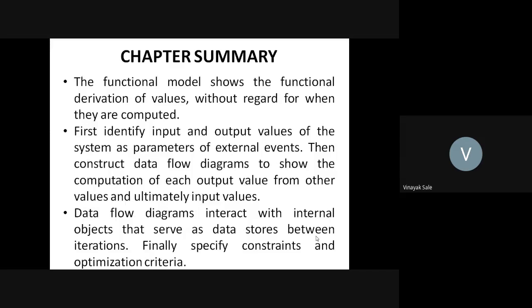Then the functional model shows the functional derivations of values without regard for when they are computed. First, identify input and output values of the system as parameters of external events. Then construct data flow diagrams to show the computation of each output value from other values and ultimately the input values. Data flow diagrams interact with internal objects that serve as data stores between interactions. Finally, specify constraints and optimization criteria.